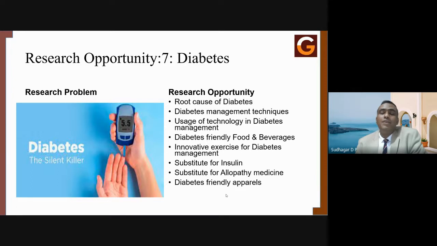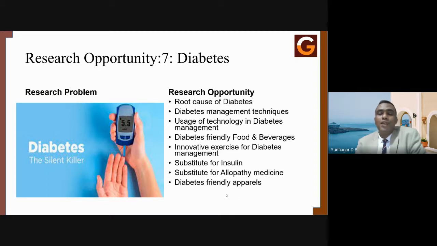Diabetes-friendly food and beverages. There are a lot of food and beverages which could be prepared to control and to combat diabetes. So is it possible for you to work on this particular area? Innovative exercise for diabetes management. Apart from food, apart from drugs, if people are involved in exercise, their insulin level in the body can be easily regulated. So is it possible for you to do your research on what innovative exercises could be given to people who have diabetes? That also could be considered as a research objective.